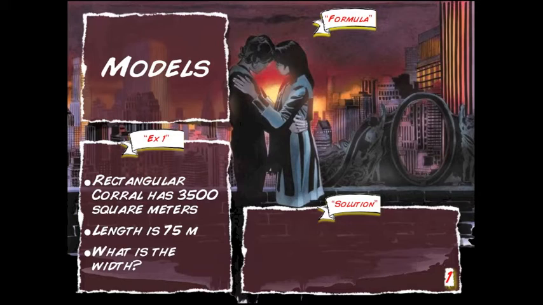Really today is about problem solving. I'm looking at mathematical models that describe real-life situations. In this case, you've got a rectangular corral. What the important part is, it's rectangular. It's a shape. I'll also tell you that it's 3,500 square meters. That means we're looking at an area. The length of this object is 75 meters. I want to know its width.